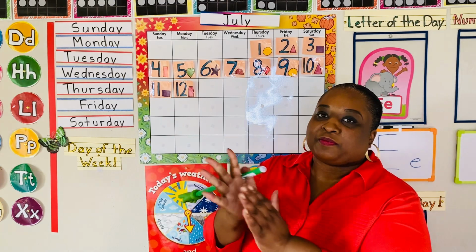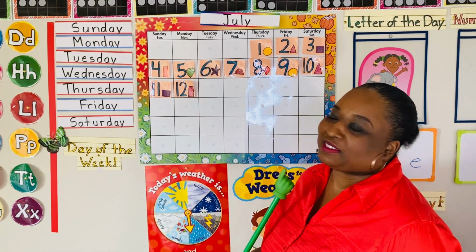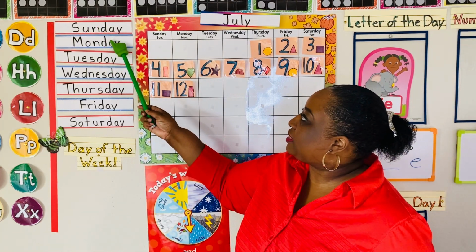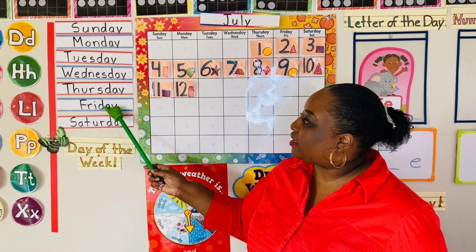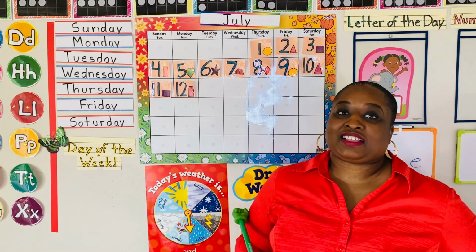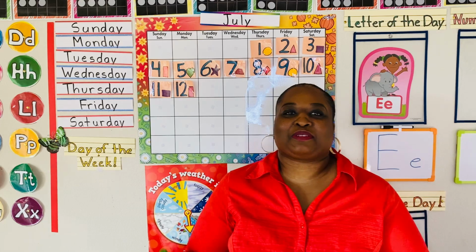Days of the week, days of the week. There's Sunday and there's Monday, there's Tuesday and there's Wednesday, there's Thursday and there's Friday, and then there's Saturday. Days of the week, days of the week.